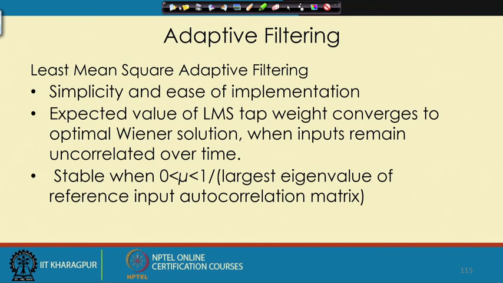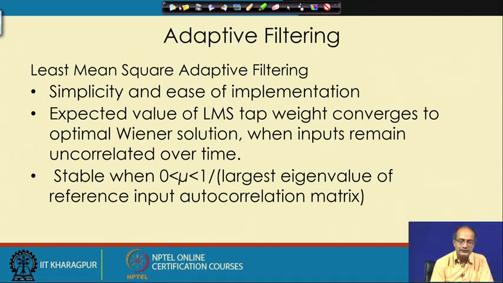Now, let us look at the next point: the expected value of the LMS tap weights converges to the optimal Wiener solution when the inputs remain uncorrelated over time. That means, if we have an input that becomes stationary at least over some time, it is not changing with time, then we could have used the optimal Wiener filter.